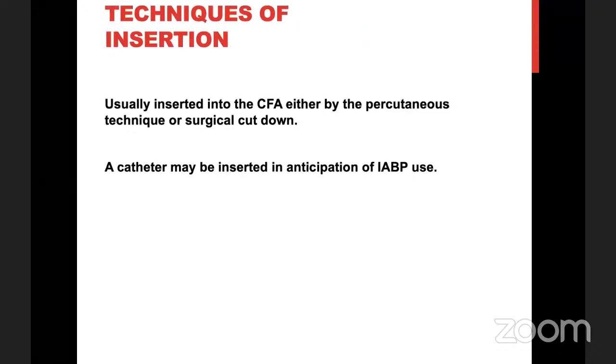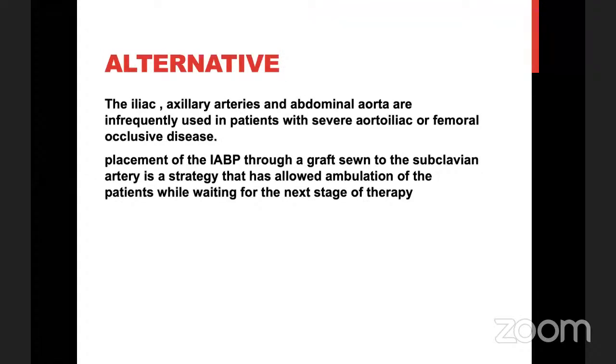Techniques of insertion: it is usually inserted into the common femoral artery, either by the percutaneous technique or surgical cut down. The catheter may be inserted in anticipation of balloon pump use. As alternatives, the iliac and axillary arteries and abdominal aorta are infrequently used in patients with severe aortoiliac or femoral occlusive disease. Placement of the balloon through a graft sewn into the subclavian artery is a strategy that has the advantage of allowing ambulation of the patient while waiting for the next stage of therapy.